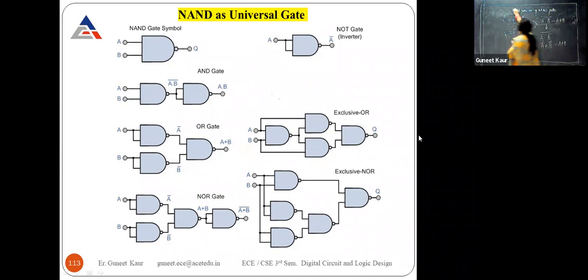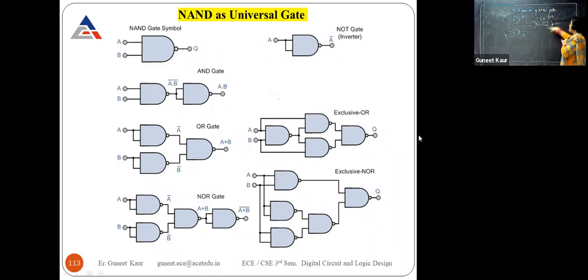Let us suppose you want to make a NOR gate using the NAND gate. What modifications will be done? We will attach one more NAND gate here. Now you see that A bar dot B bar whole bar you will get here, and that is equivalent to your A plus B.